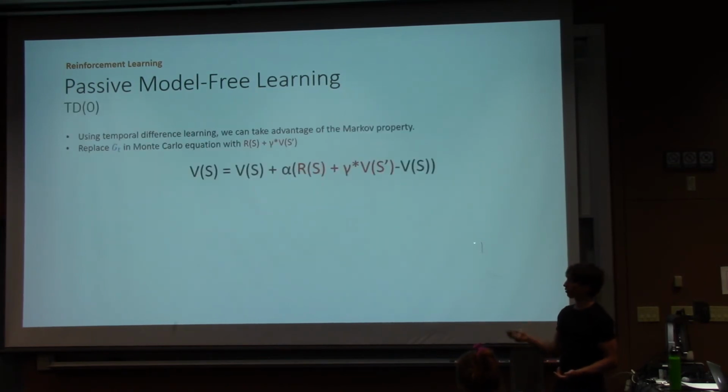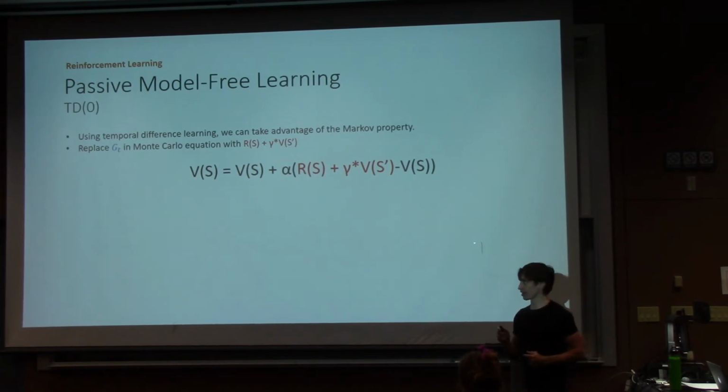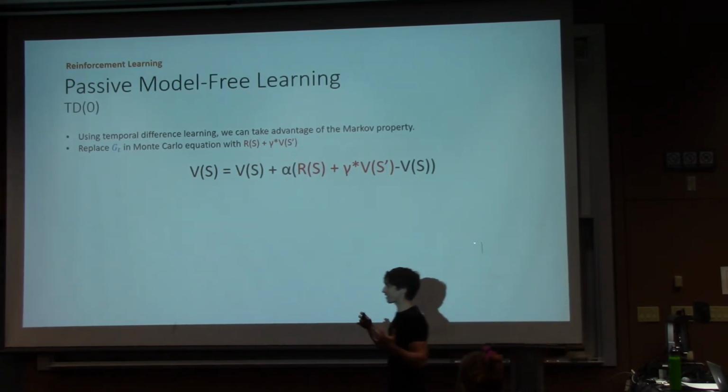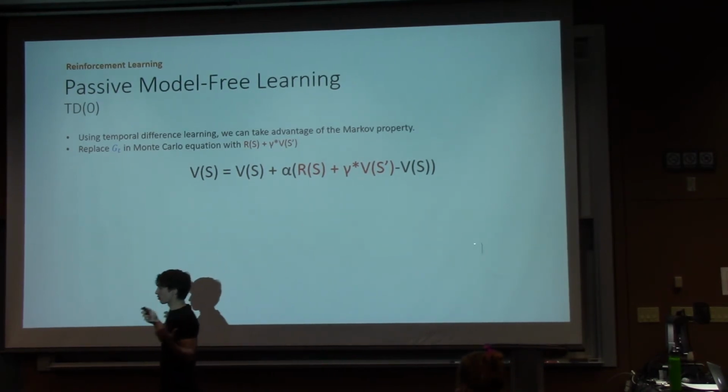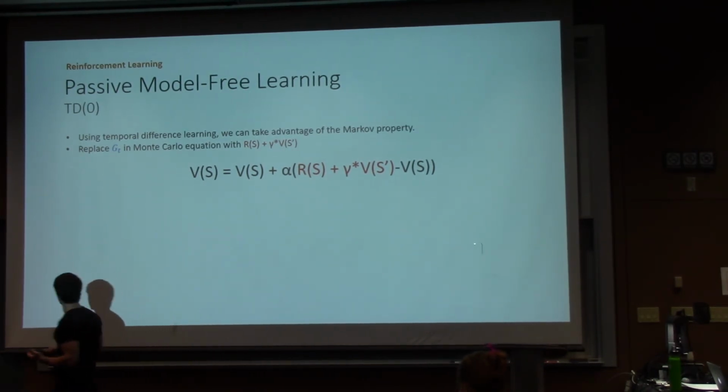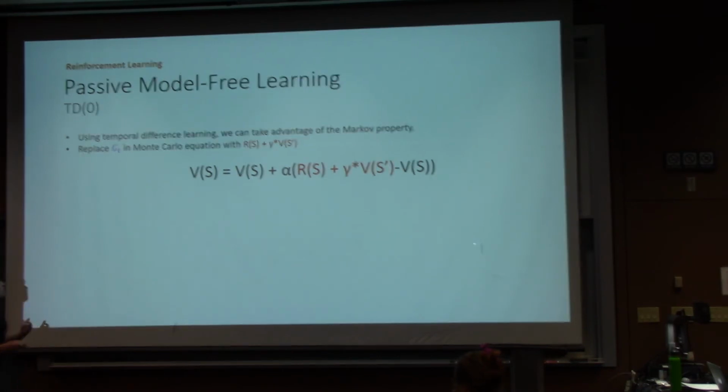Well, all of these problems can be resolved using temporal difference learning. You guys learned it as temporal difference learning. That technically includes TD0 and Q learning. Q learning is a temporal difference learning algorithm. But when I say TD0, I mean the temporal difference learning that you were taught. With this, we can take advantage of the Markov properties, so now we're not wasting information.